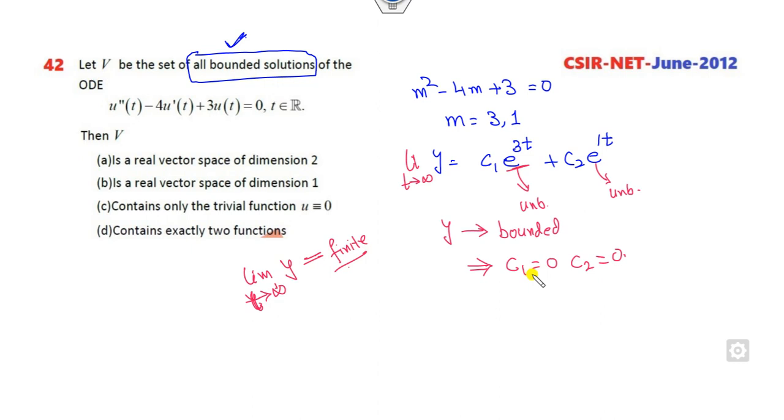So what is the meaning of that? When you take C1 and C2 both as 0, y will be 0. Now look at that, because only then is it bounded. So the solution consists only of the trivial solution. Exactly, this happens when no other condition is given. If bounded is not given, then the two solutions would be the right answer. The real vector is not there, because only the trivial solution will be there.